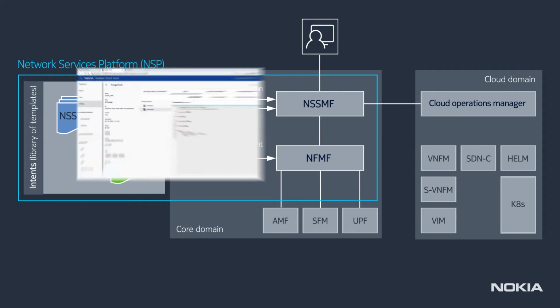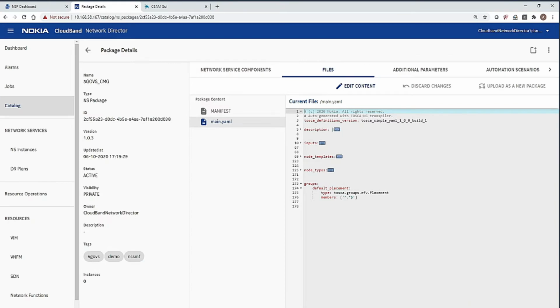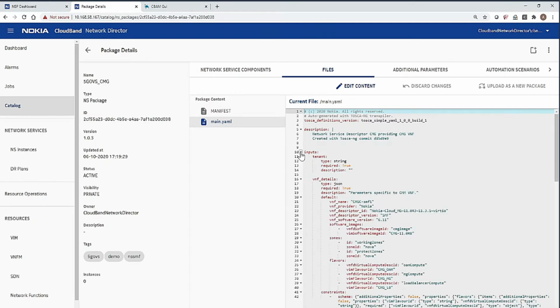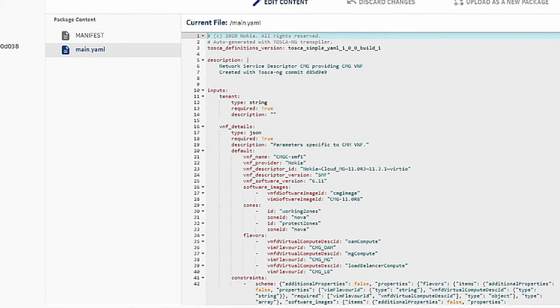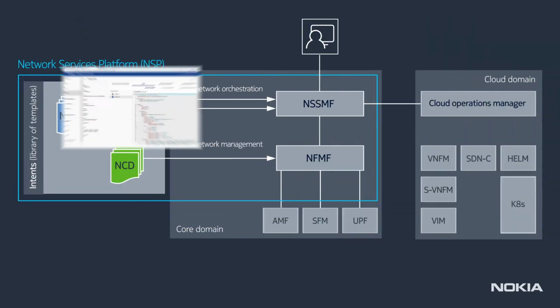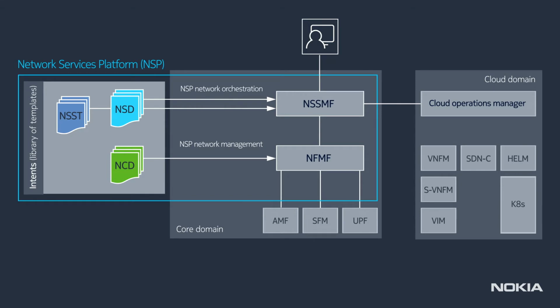The templates describe the attributes and requirements that are necessary to realize network slices, network functions, or data center networks, as shown in this example of network service descriptor. The NSP selects the proper templates depending on the intent of the operator. This intent is expressed by the operator using the NSP Network Orchestration app. Alternatively, the intent can be passed to the NSP through its API.